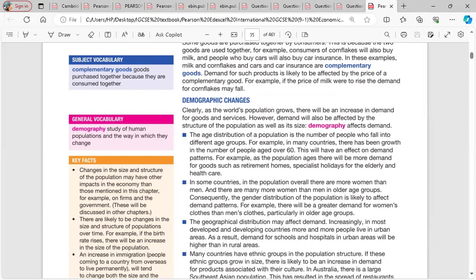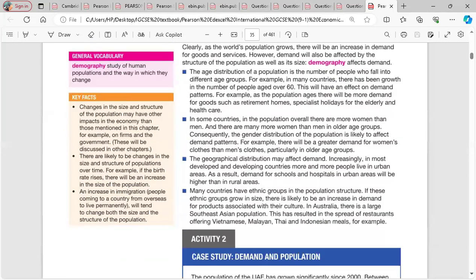When we talk about demographic changes, it links to population and the area, the society. We start with the first one, the age distribution. When we talk about age distribution, we're talking about the age groups within the society. So for example, if the aging population increases, the demand for health care would increase, shifting the demand curve rightward from D1 to D2. Clear?